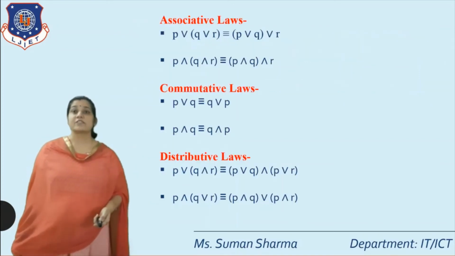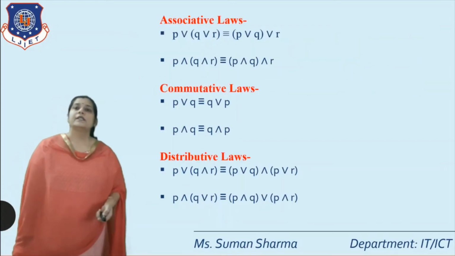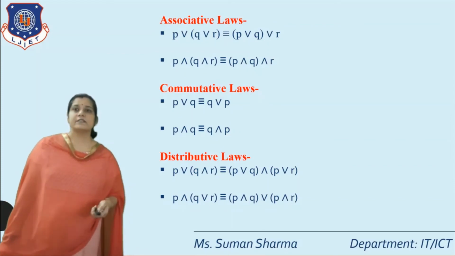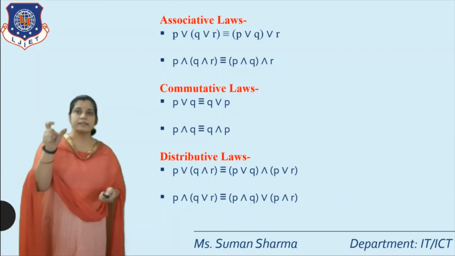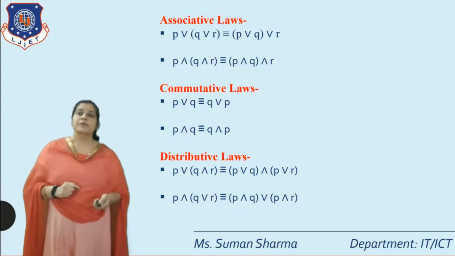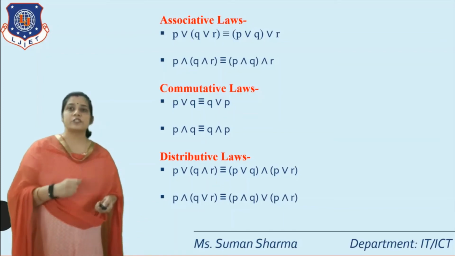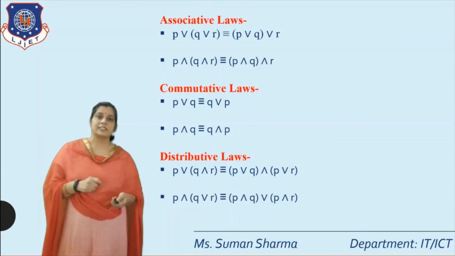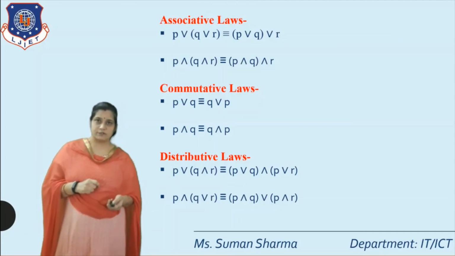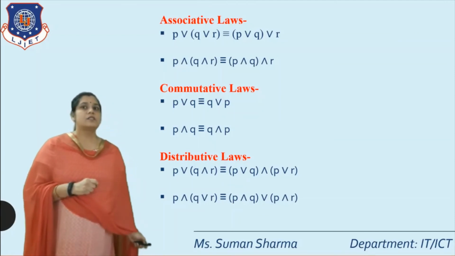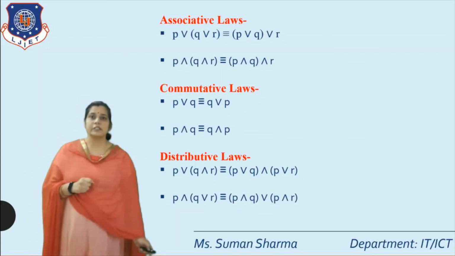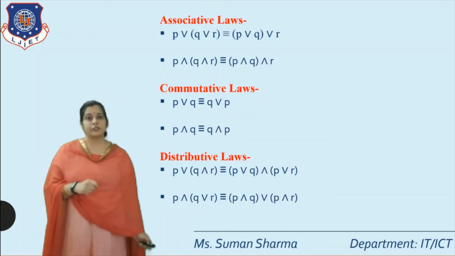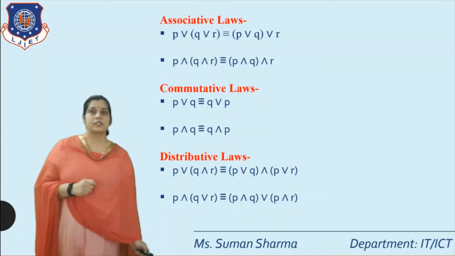Next one is the associative law. So P ∨ (Q ∨ R) is equivalent to (P ∨ Q) ∨ R. Next is P ∧ (Q ∧ R) equivalent to (P ∧ Q) ∧ R. This is our associative law. Next one is the commutative law. So here P ∨ Q is equivalent to Q ∨ P, and P ∧ Q is equivalent to Q ∧ P.